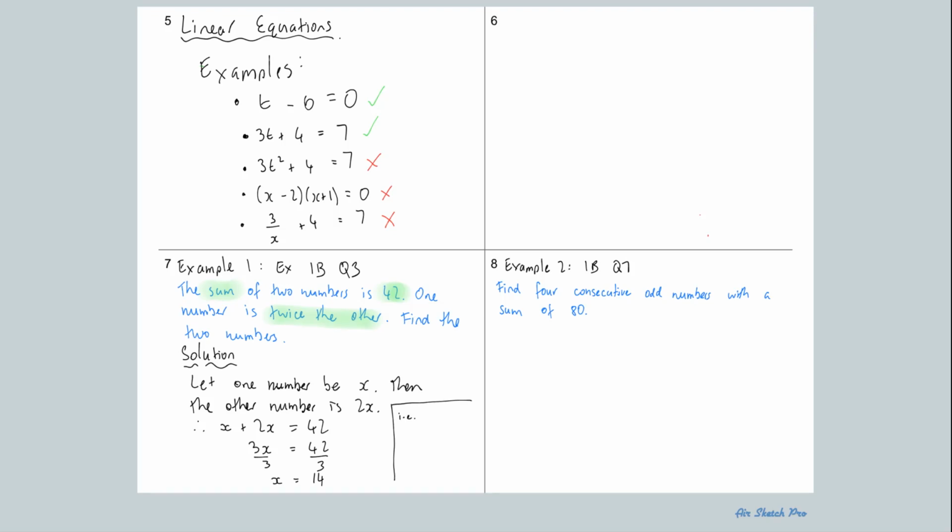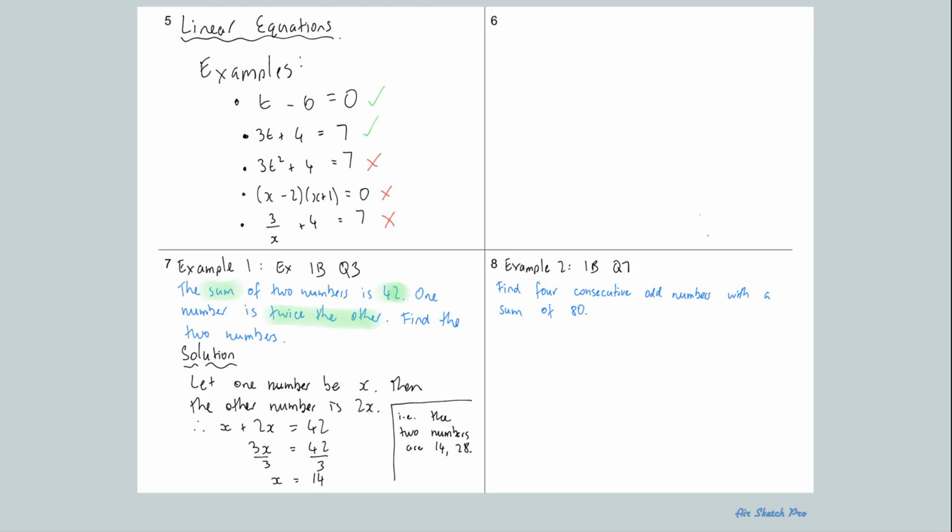So you can respond, excuse me for squishing it in, i.e. the two numbers are 14 and 28. Now, although you might not be marked down for communication in an exam, because we don't mark communication in the exams, it is nevertheless a really important thing for you to do. It takes not that long to write that down, and it crystallizes your thinking, and it reminds you, have you answered the question? Okay, let's have a look at example 2, which is an interesting one.